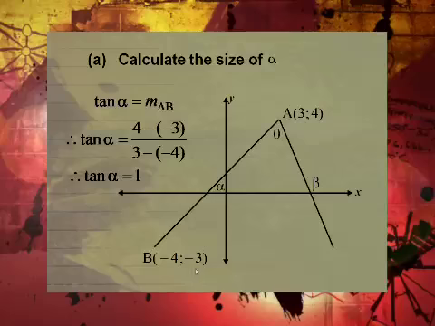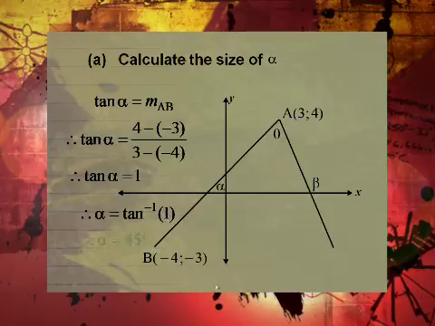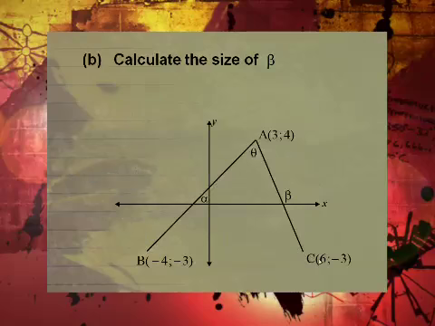How do we get that theta? We simply say shift tan 1, and we get 45. So we know that that is 45. So you work out tan of alpha is the gradient of AB, work out the gradient, and there you go. We've got that as 45. Okay, what about beta?